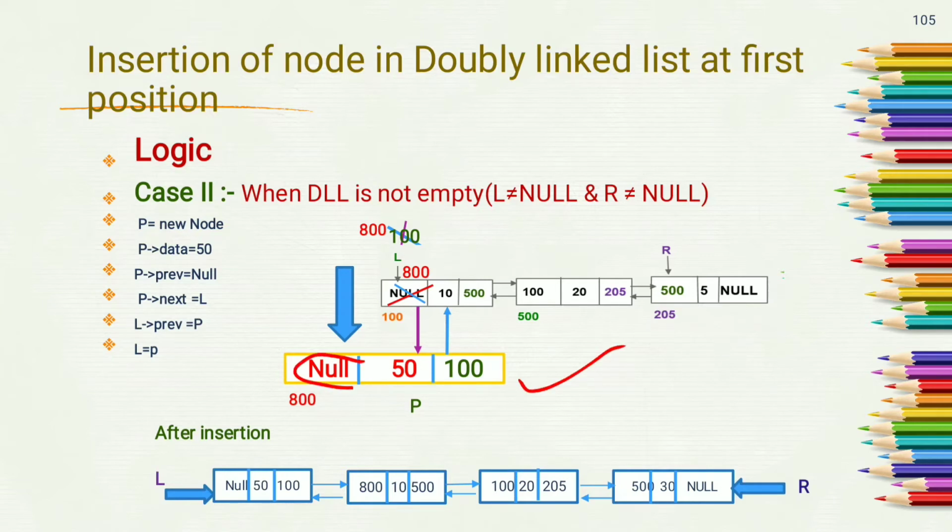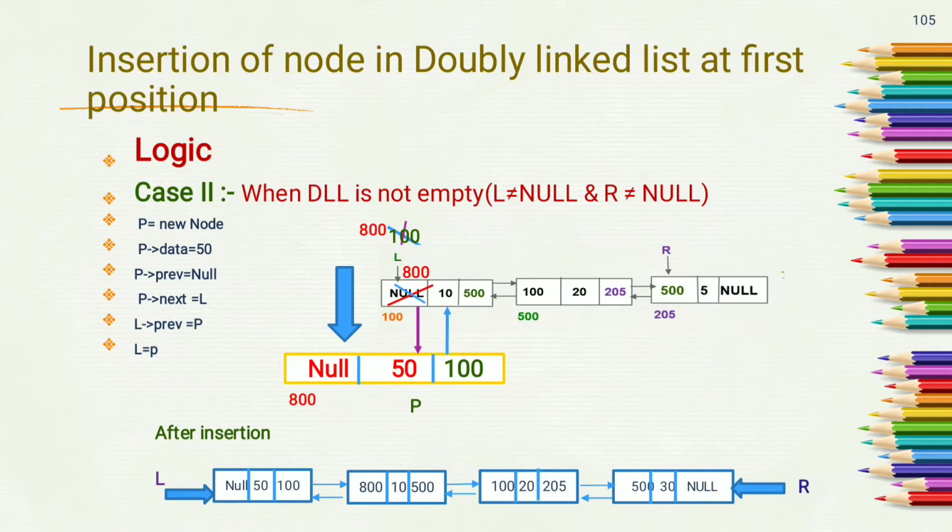Then in previous pointer of this node we have to store null because there is no previous node of this node available. So you have to write P arrow previous equals to null. Students, one thing you have to remember that whenever you perform insertion in singly linked list or in doubly linked list or in circular linked list, first you have to initialize the new node. After that you can change the pointers of other nodes, otherwise you will get the wrong results.